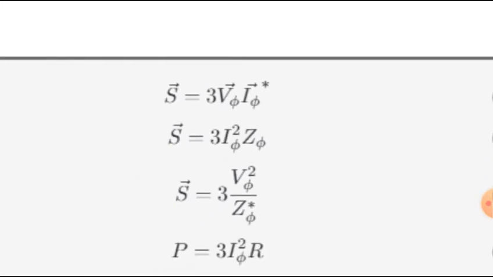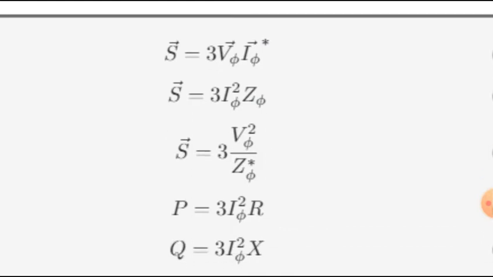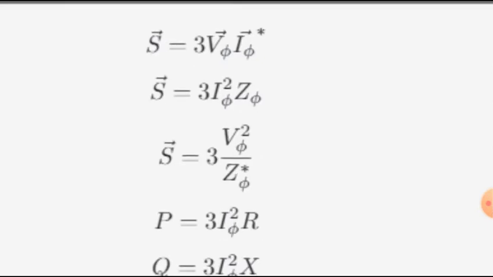So you know what is conjugate. Now another formula here, we have 3 I phase squared. I phase here is the magnitude, it's not the vector, times Z phase. Z phase here is a vector. It's an impedance. It's not the magnitude of Z phase. It's a vector quantity.